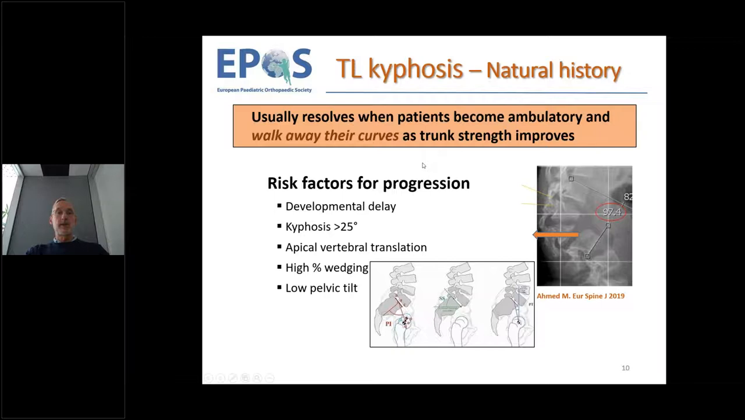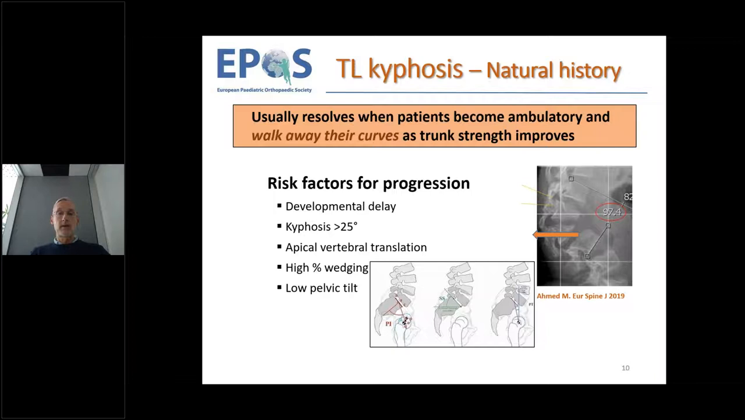We say that they walk away the curves, meaning if they start ambulating, the kyphosis also resolves. But there are some risk factors for progression of this curve. If there is a developmental delay, if they reach their milestones later, if they start sitting only after 8 months, 10 months, or even later, if the kyphosis is more than 25 degrees, if there is strong apical vertebral translation, if there is a high percentage of wedging, as you see on the radiograph on the right side, and if the pelvic tilt is low.